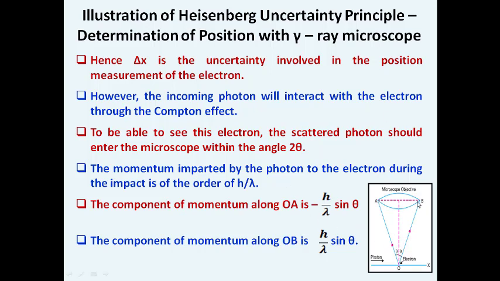If you want to see the electron move, or find the position of the electron, it has to be scattered at this angle, and only then can we see the movement of the electron at the objective lens. The momentum imparted by the photon to the electron during the impact is h by lambda. You know the formula, p equals h by lambda. This term is resolved into two components. On the left side OA it is minus (h by lambda) sin theta, whereas on the right side OB it is (h by lambda) sin theta. So it is minus p sin theta on the left side and plus p sin theta on the right side.